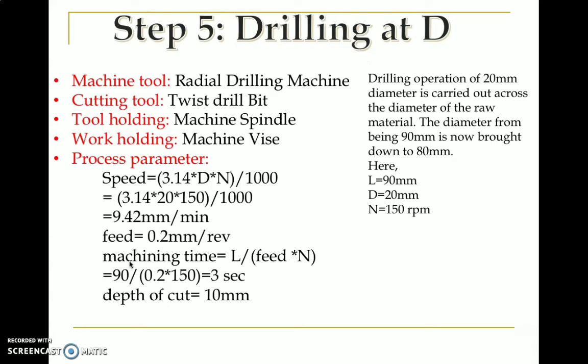So now we have one more process left before going on to the finishing, which is the drilling of the hole. So yeah, now we come and drill the hole in the center, the drilling at D part. Here the machine tool used is a radial drilling machine. The cutting tool is a twist drill bit. The tool holding device is a machine spindle, and the work holding device is a machine vise. So we create a hole of diameter 20. It is carried out in the raw material, so that it's a full hole. That is, if we look from one side, we will be able to see the other side. It's a proper full hole.